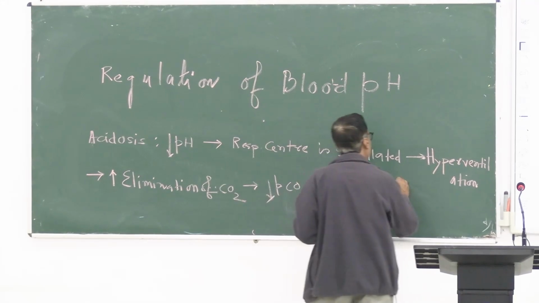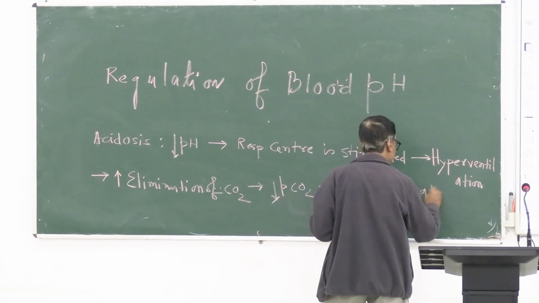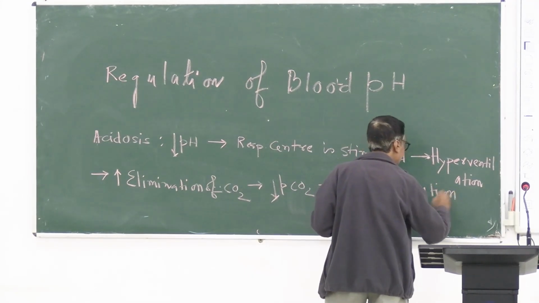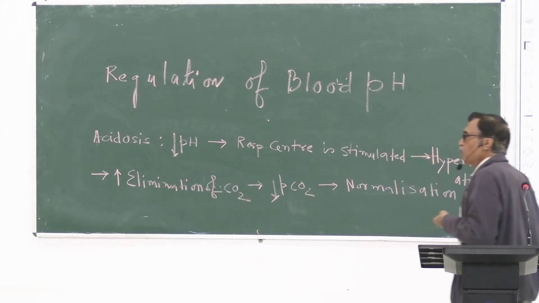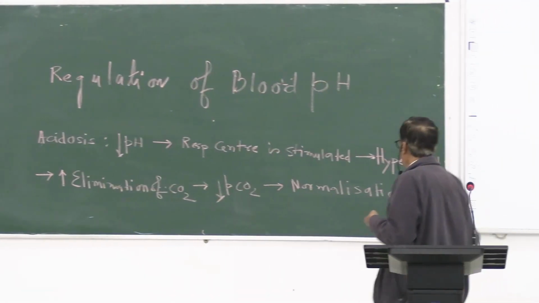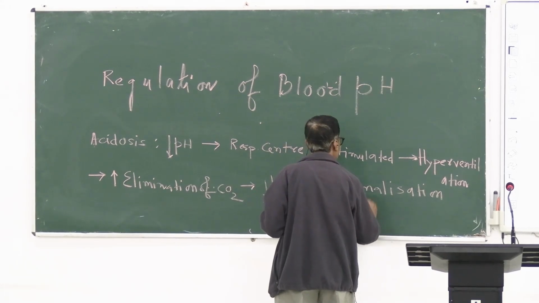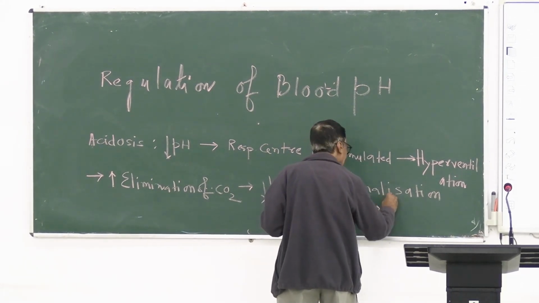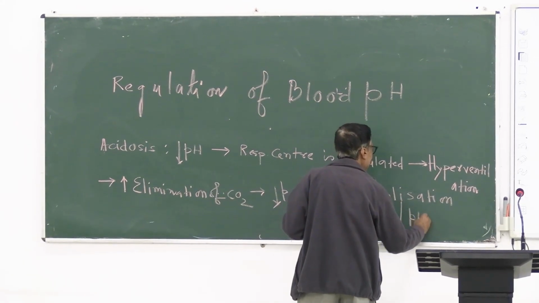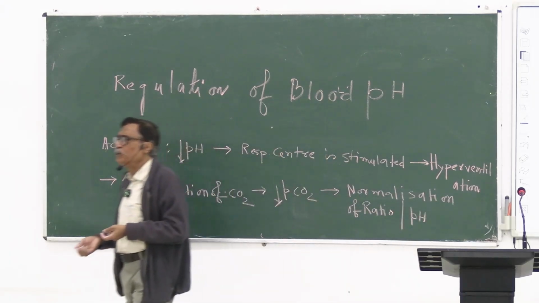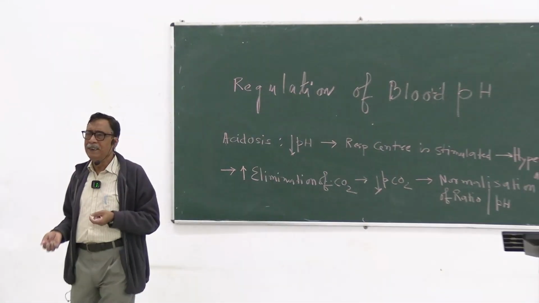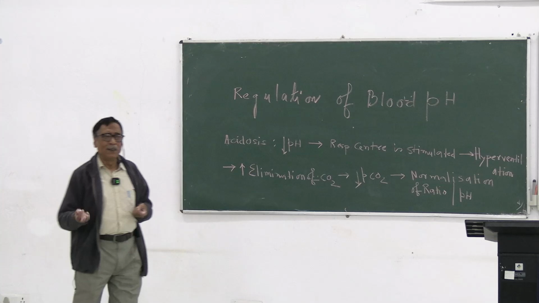Normalization of the ratio, you understand which ratio I am talking about, that is bicarbonate by carbonic acid. Normalization of the ratio and pH. In this way lungs help to maintain pH by increasing rate and depth of the respiration.